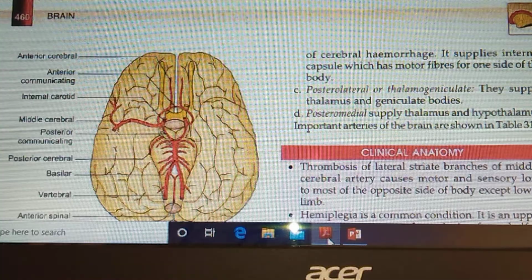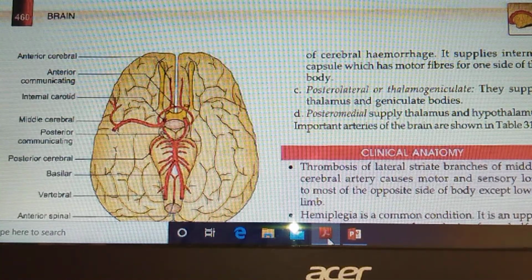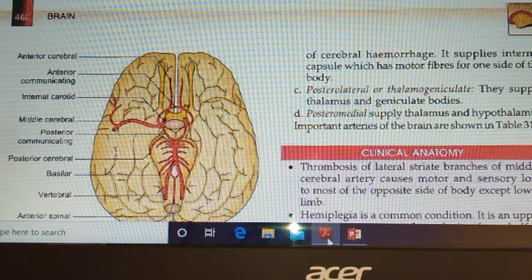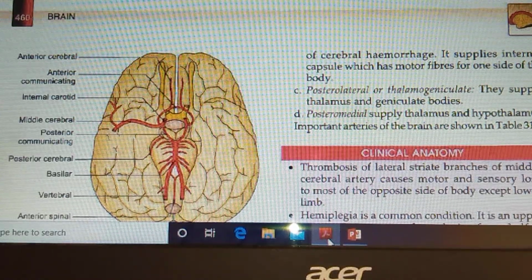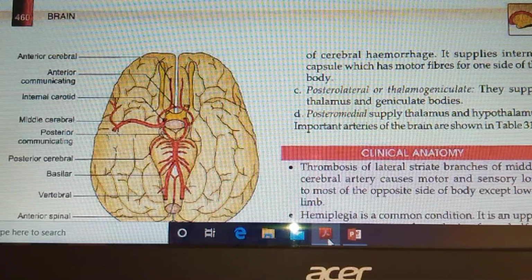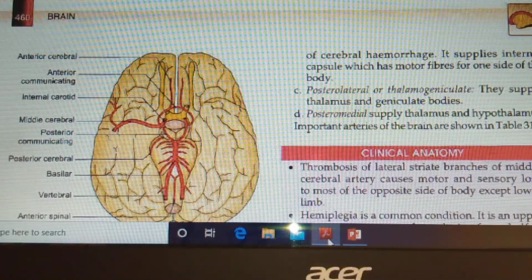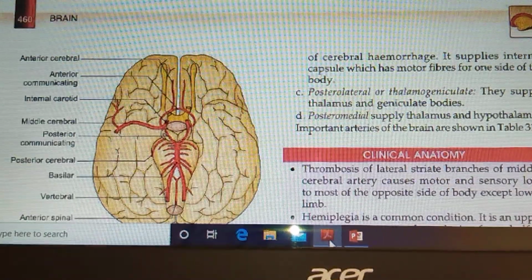And the central branches perforate the white matter to supply the thalamus, corpus striatum and internal capsule. These do not anastomose, and if they get blocked, they will give rise to larger infarcts. Okay, they will give rise to larger infarcts.